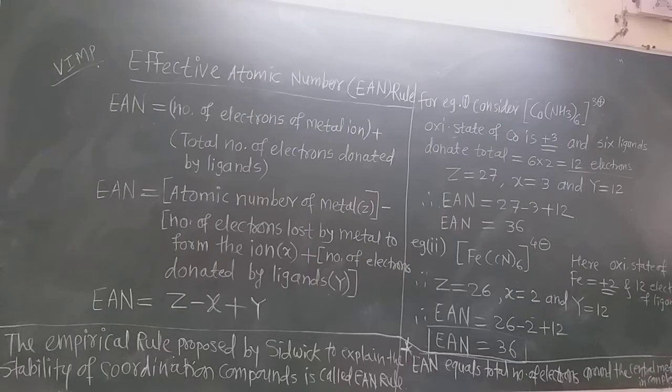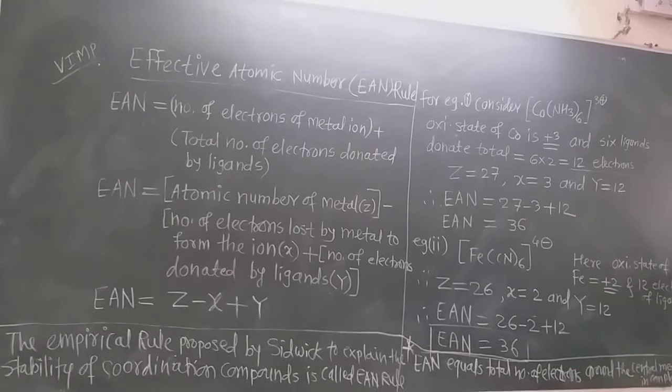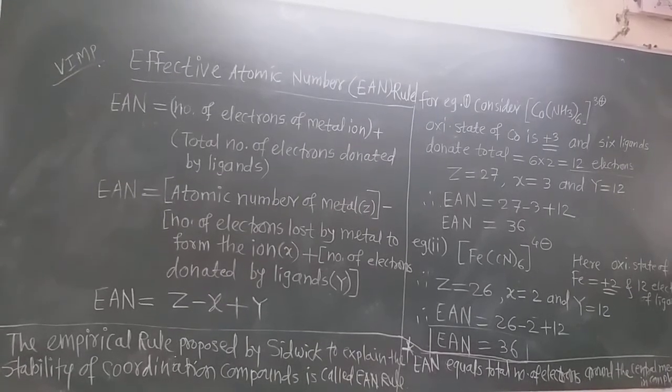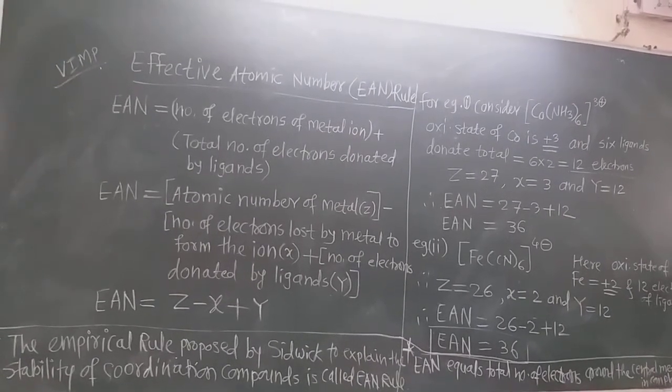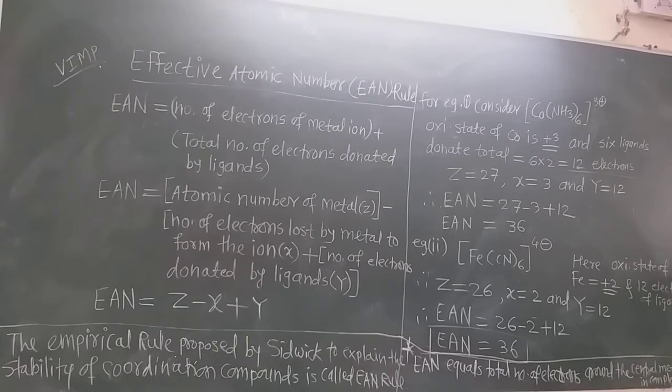Today we are going to learn a very important numerical formula to calculate the effective atomic number in coordination compounds. Now what is this effective atomic number? Effective atomic number is nothing but the total number of electrons present around the central metal ion in the coordination complex. How many electrons? Those electrons are of the metal ion and of the ligands also.